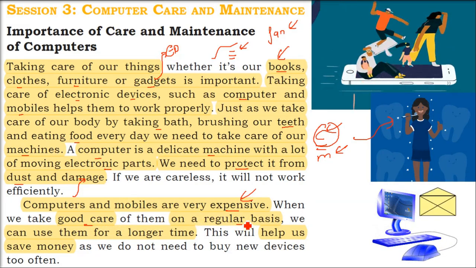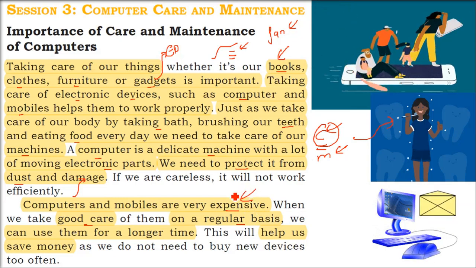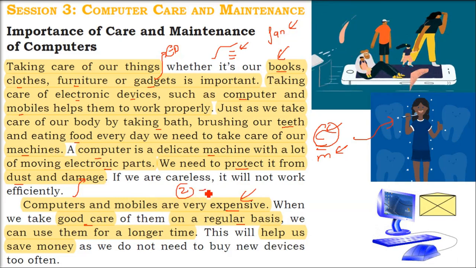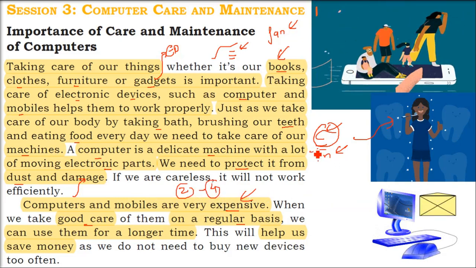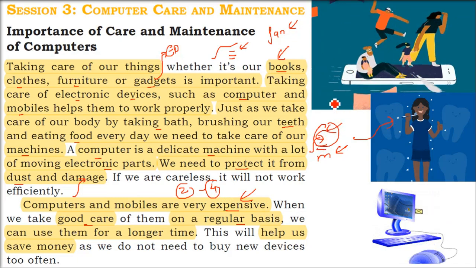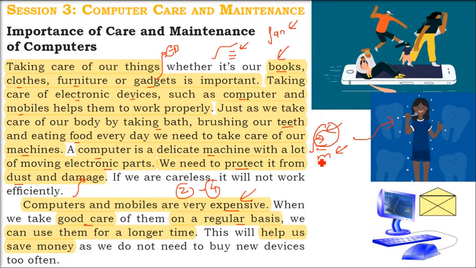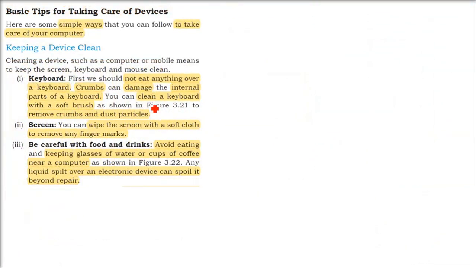The only way is to take good care of these computer and mobile devices on a regular basis. For example, your battery may work for 2 years; why not take care so that your battery works for 3 to 4 years. You can use it for a longer time and save money.